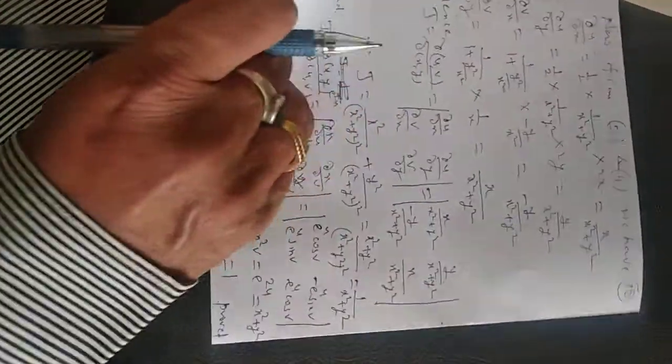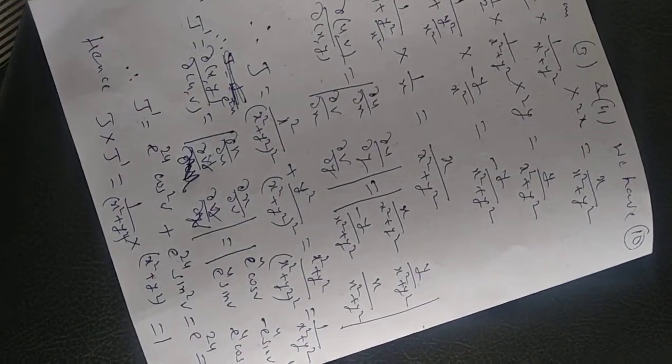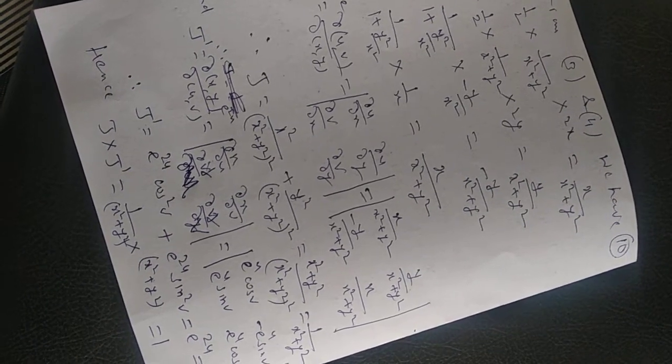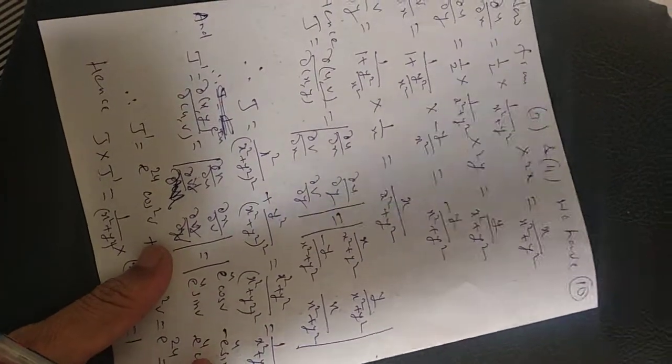But what is the value of e raised to 2u? e raised to 2u is x square plus y square. Put this value, x square plus y square, so that your J is 1 upon x square plus y square and J dash is x square plus y square, so that their product is 1. So J into J dash is equal to 1.